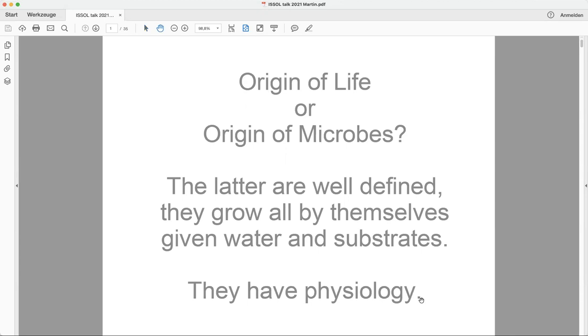All right, so thank you. I'm gonna count that as my start. Origin of life, origin of microbes. Thank you very much for the invitation to be here. The origin of life is a highly debatable topic because it hinges upon what definitions we have for life. The origin of microbes is not so readily debatable because microbes are very well defined. They grow all by themselves, given water and proper substrates, and they have a physiology.